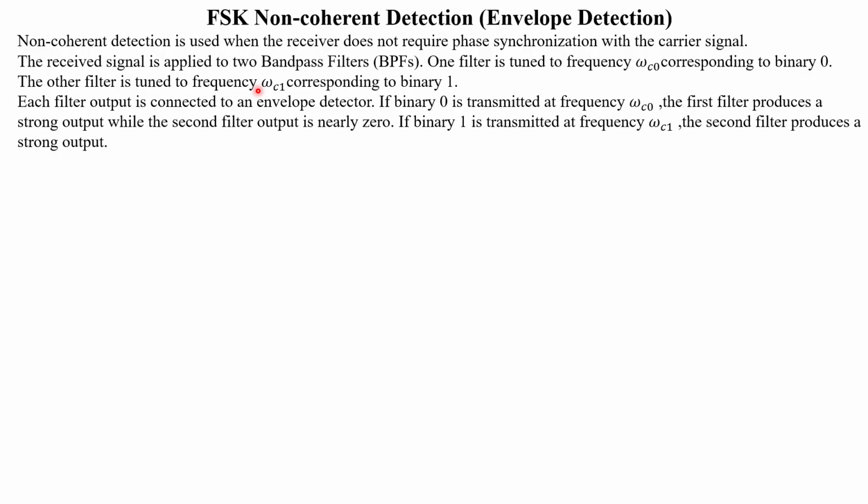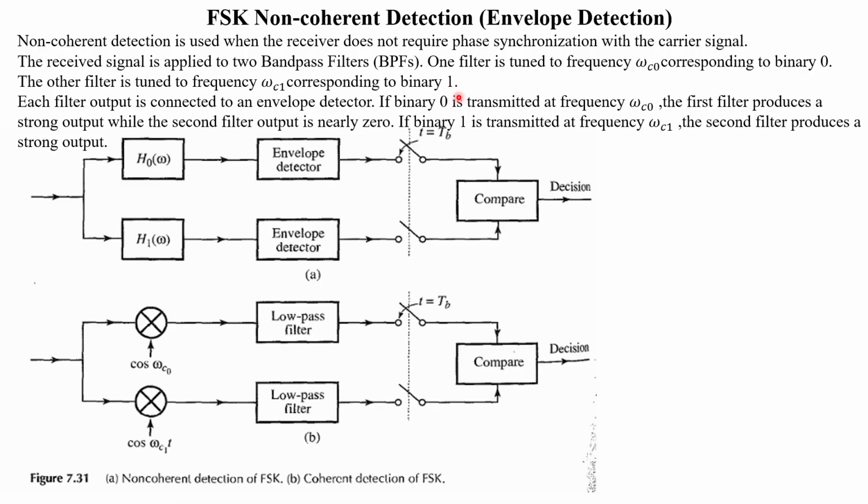Okay, so FSK, now how will you detect non-coherently? So non-coherent detection is used when the receiver does not require phase synchronization with the carrier signal. So the received signal is applied to the band pass filter in that case. So here you can see the lower one is your coherent detection. So here we are using the low pass filter and then compare, and the top one is your non-coherent detection. So here we are using the envelope detector and then comparator. Why are we using the comparator? It will compare the data, whether this belongs to 1 or 0, with the help of a certain voltage.